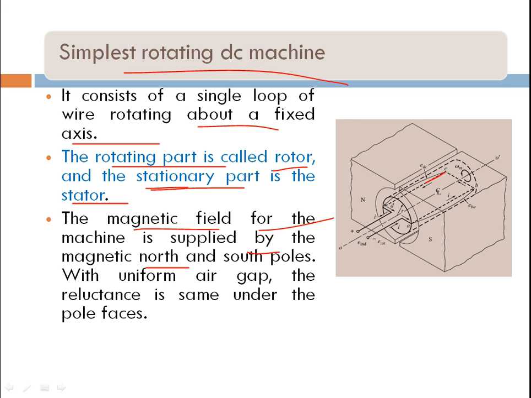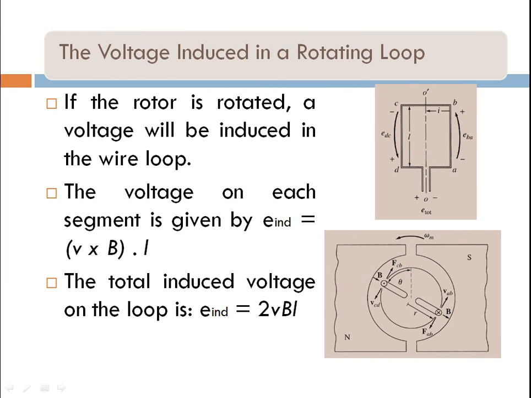So now, with a uniform air gap, very important, it should be uniform around the gap, 0.4 centimeter around. The reluctance will be the same under the pole faces.